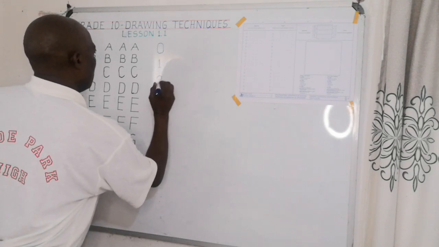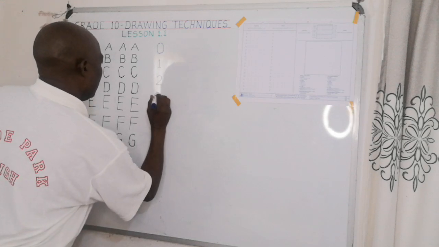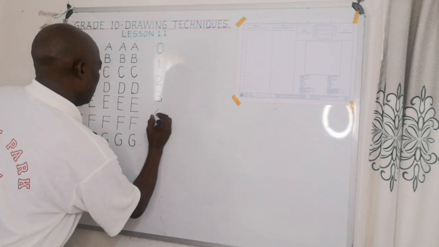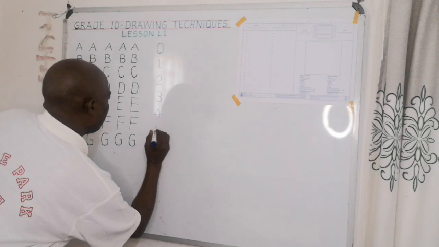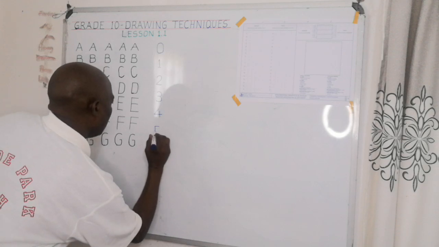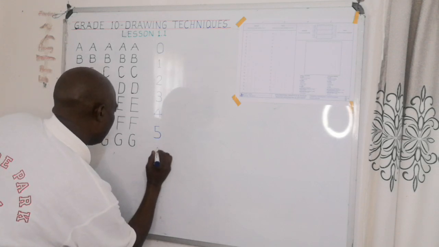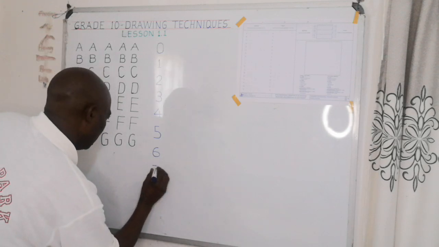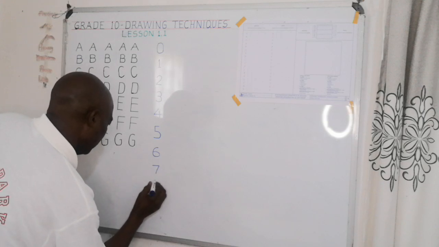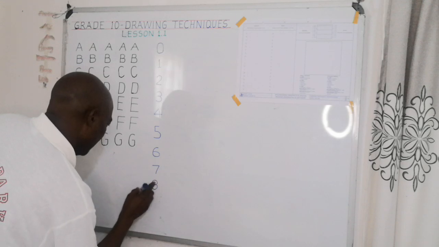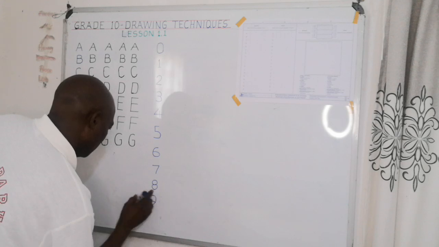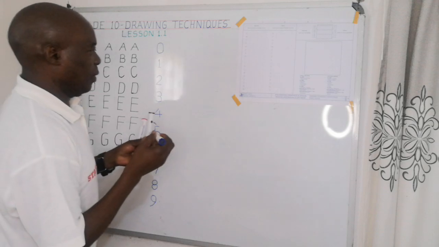And then we've got 1, 2, 3, 4, 5, 6, 7, 8, and then 9. Okay, so that's how they are.